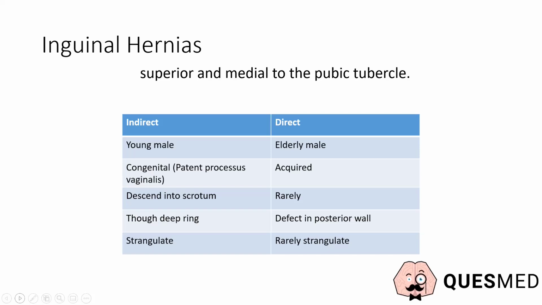Generally speaking, it's important to note that inguinal hernia will occur superior and medial to the pubic tubercle. When you're examining a patient, following reduction of the hernia, pressure over the deep ring prevents the reappearance of an indirect, but not a direct inguinal hernia. And this is because an indirect hernia enters the inguinal canal at the deep inguinal ring. However, a direct hernia emerges from a defect in the posterior wall medial to this point.